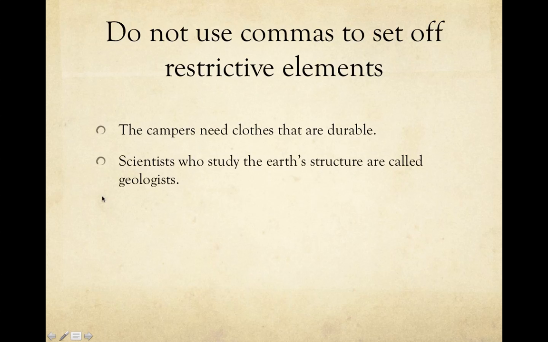A restrictive element, on the other hand, defines or limits the meaning of the word it modifies. Therefore, it is essential to the meaning of the sentence and is not set off with commas. If you remove a restrictive modifier from a sentence, the meaning changes significantly, becoming more general than you intended.